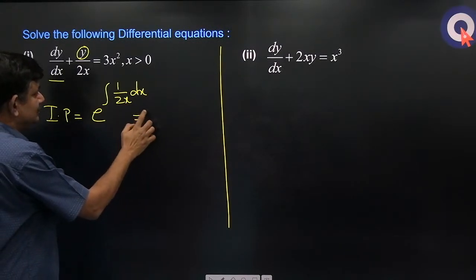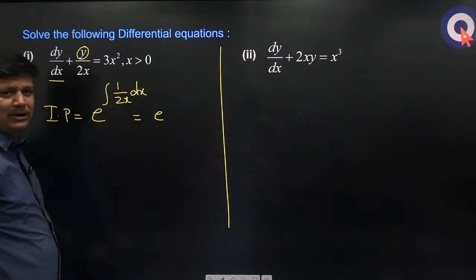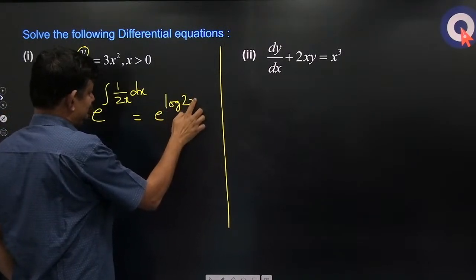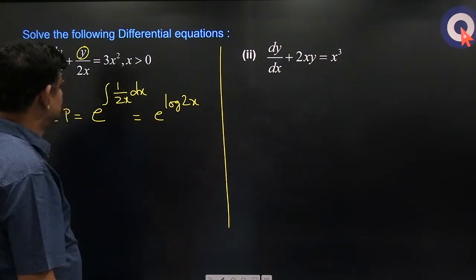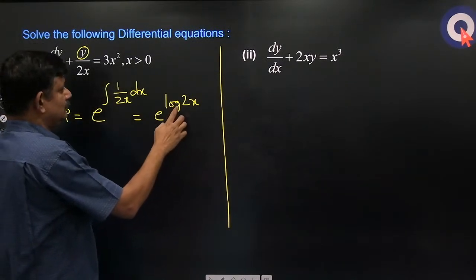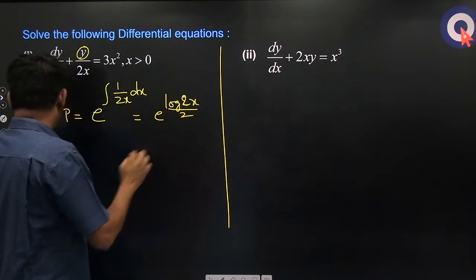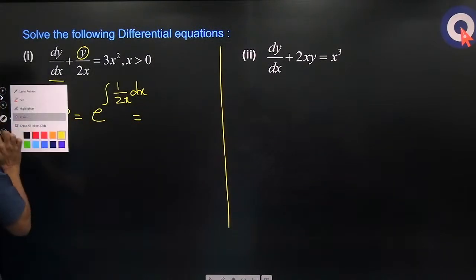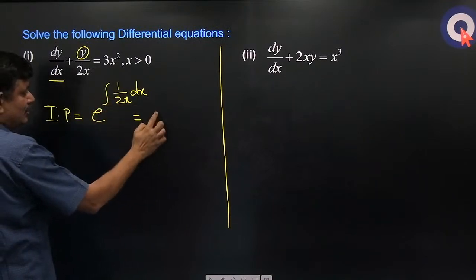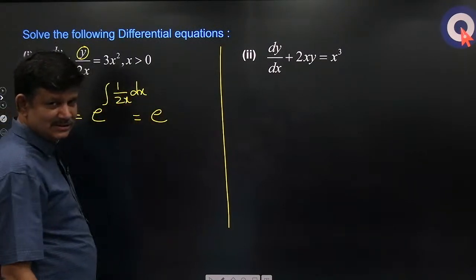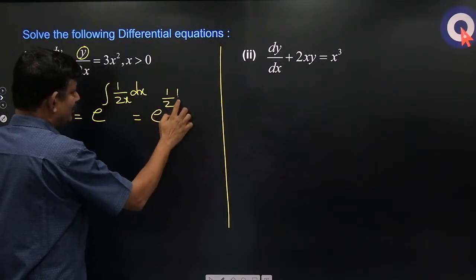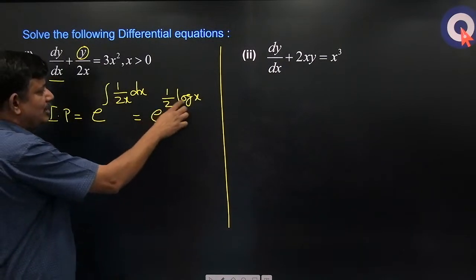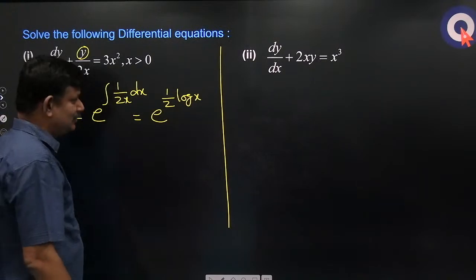So how much is this? e power integral 1 by 2x is log 2x. Sorry, this will be log x by 2. Taking 1 by 2 common, the integral of 1 by x is log mod x. So this will be 1 by 2 log x. Okay, how can we write 1 by 2 log x? log root x.